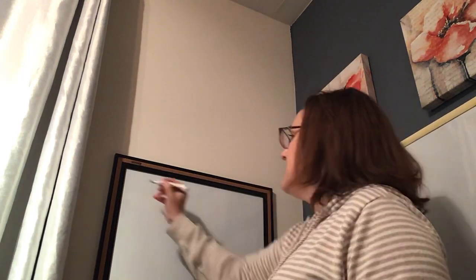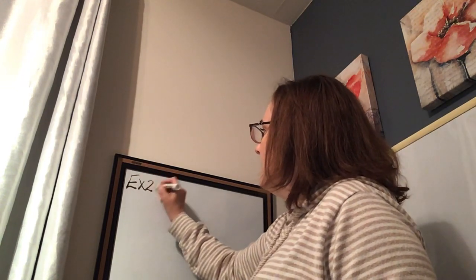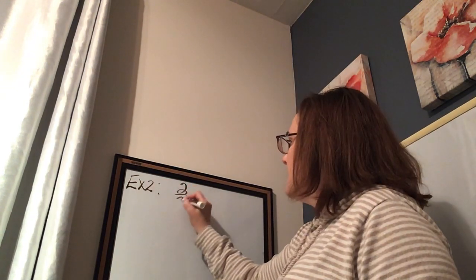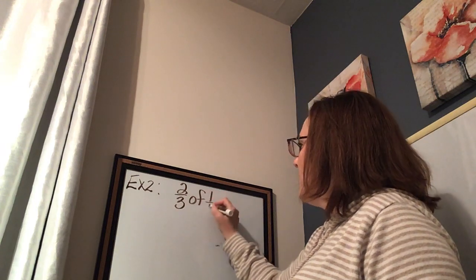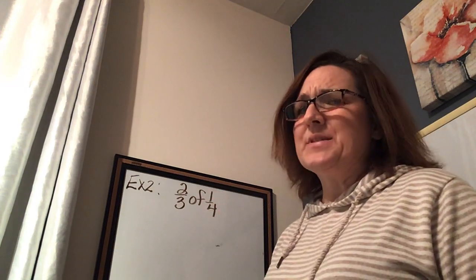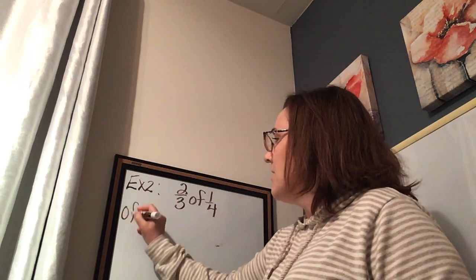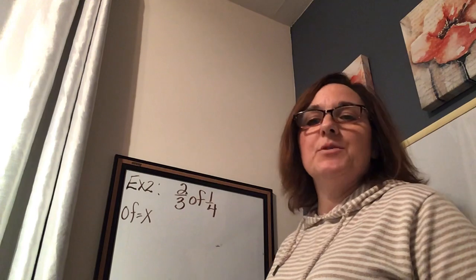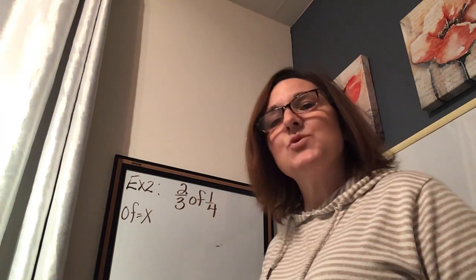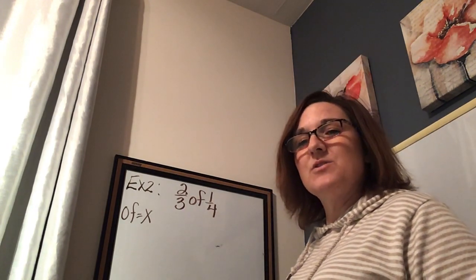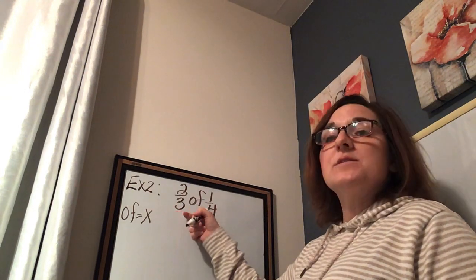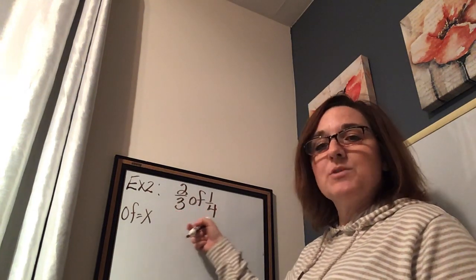All right, our next example, again, multiplying just fraction by fraction, that's what we're going to start with. Example 2 is going to be 2/3 of 1/4. Well, Mrs. Alvarado, I don't see a multiplication sign. No, you don't. You see of. So of actually equals multiplication. You're going to see the word of a lot in story problems. It means multiplication. So if you see what is 2/3 of 1/4, that means that you're multiplying those two together.